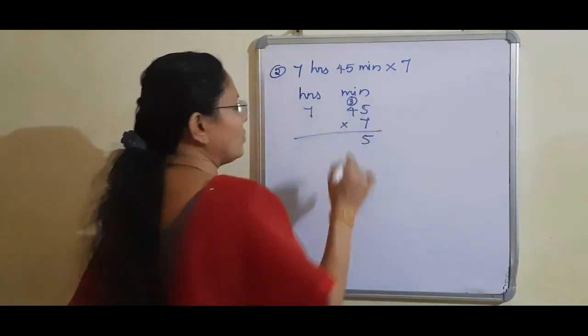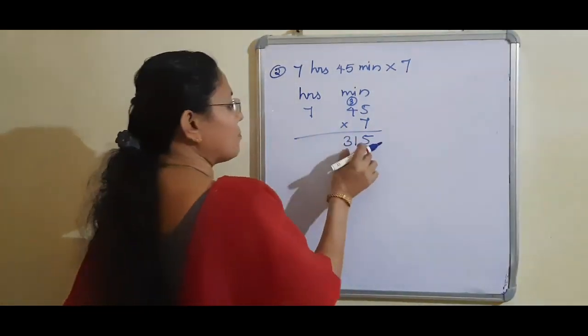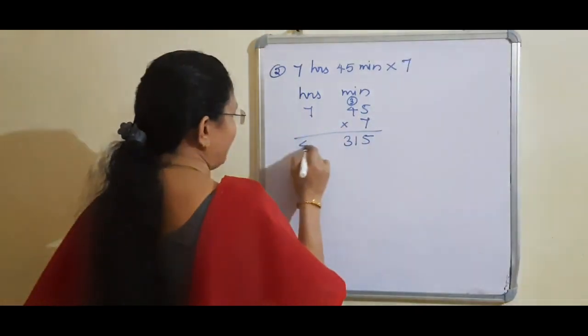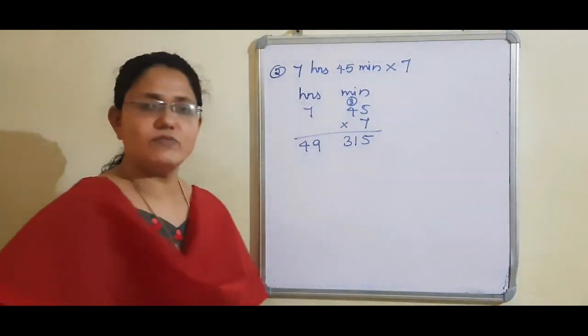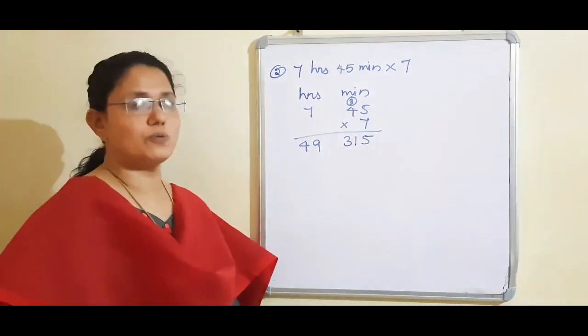Next, 4 7s are 28 plus 3, 31. Okay, we should write it completely below this itself. Next, 7 7s are 49. After that, we should think whether we can change or regroup or not.